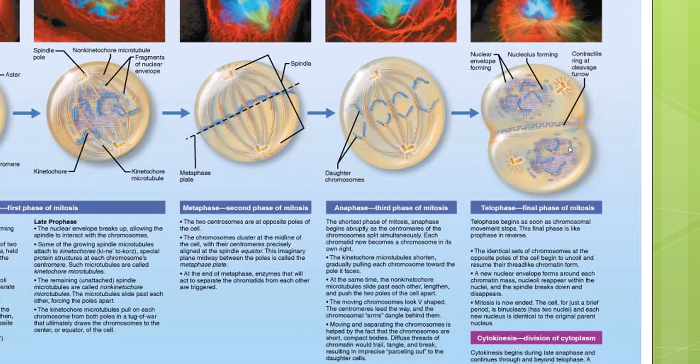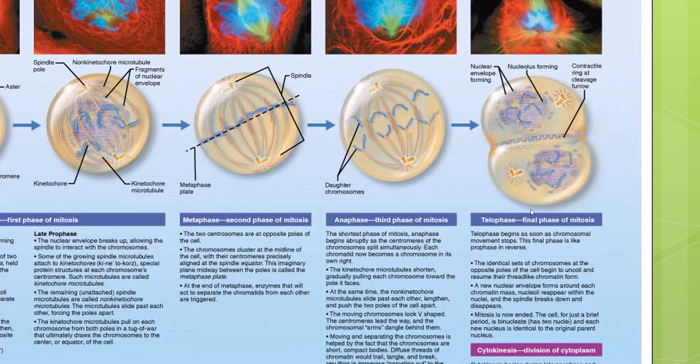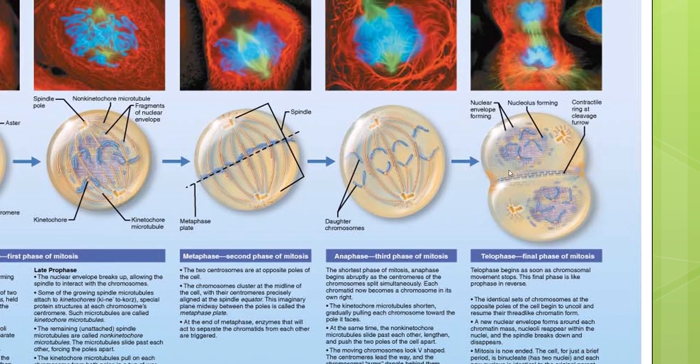That is when we enter the last phase of mitosis, which is telophase. The chromosomes have stopped moving. It's basically prophase backwards. The chromosomes will uncoil back into chromatin. The mitotic spindle will disappear. We'll get new nuclear envelopes forming around the unraveling chromosomes, and cytokinesis will take place.